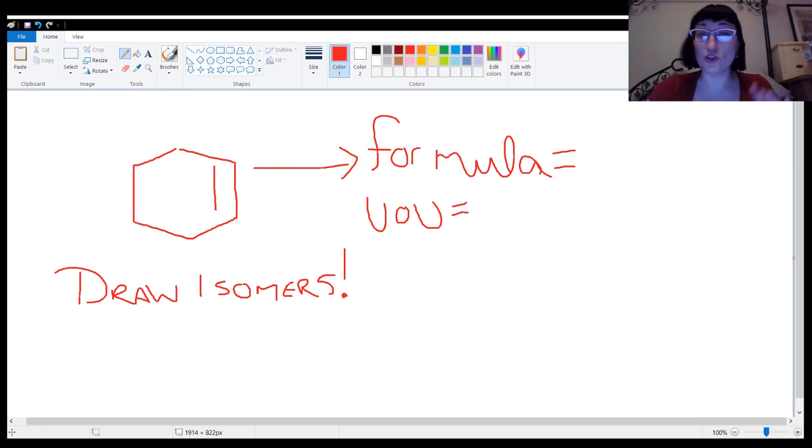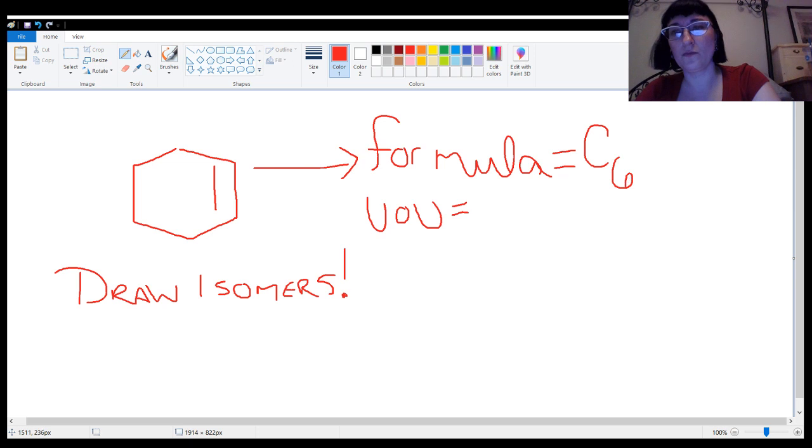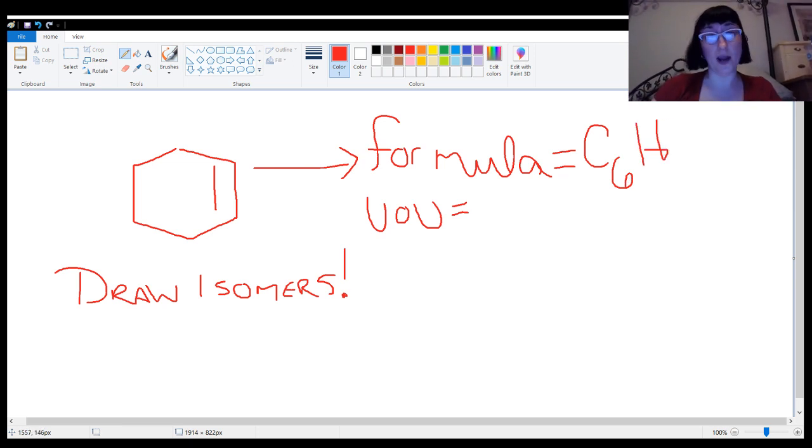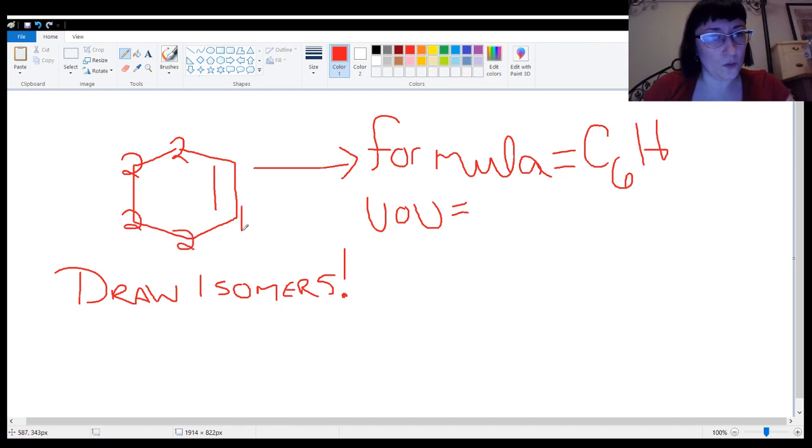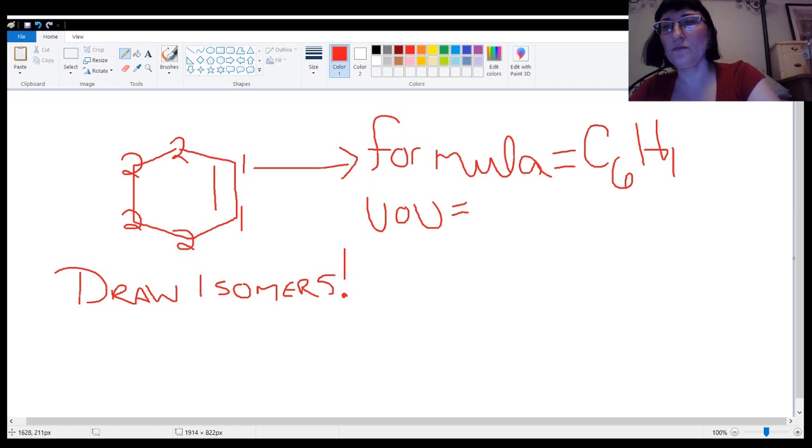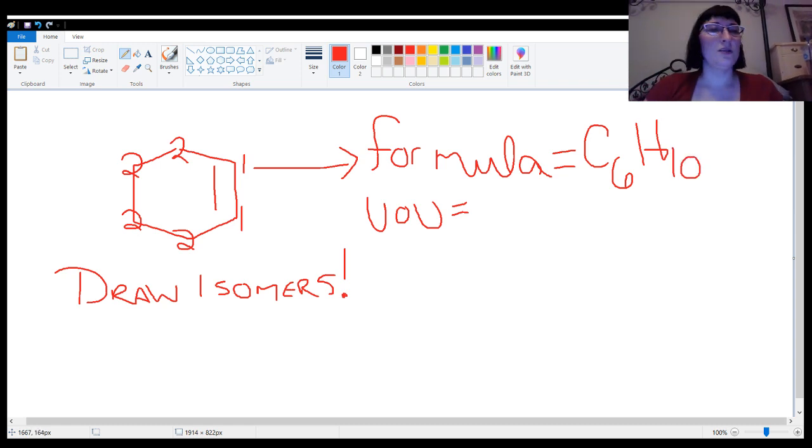Okay, so you should be done with that by now, with the formula part at least. So there's 6 carbons, and there's only hydrogens, but it's not a saturated molecule, right? It's got a ring and a double bond. So it's got, let's see, there's 2 hydrogens, 2, 2, 2, 1, and 1. So 2, 4, 6, 8, 10. And looking at the structure, you should know that it has 2 units of unsaturation, right?